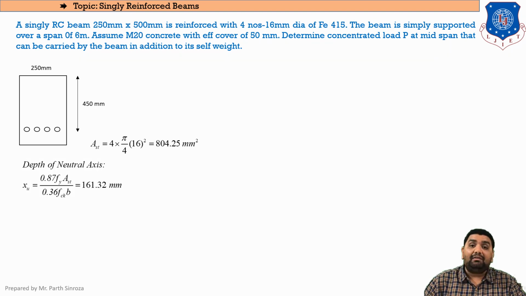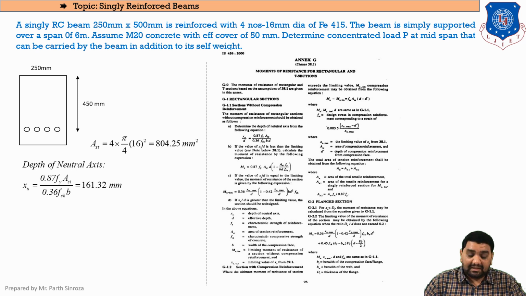Now the next step will be to find the value of XU and XUmax, and then to relate it and find the value of MU. So XU can be obtained from the page number 96, that is G1.1. Here you can see that point number A, it states that determine the depth of neutral axis from the following equation. So the equation here is XU by D equal to 0.87 Fy AST upon 0.36 FCK BD. Again, cancelling D on both sides, we are getting the equation to be XU equal to 0.87 Fy AST upon 0.36 FCK B. So the answer here comes out to be 161.32 mm.